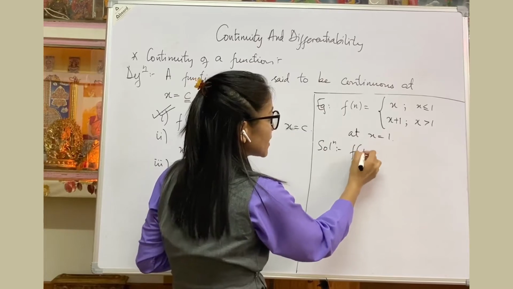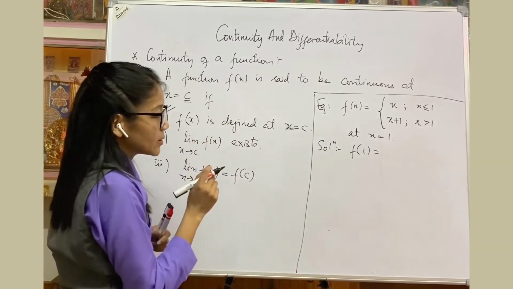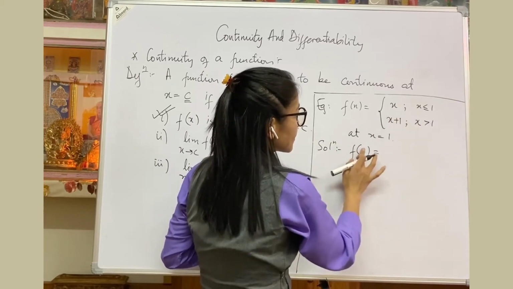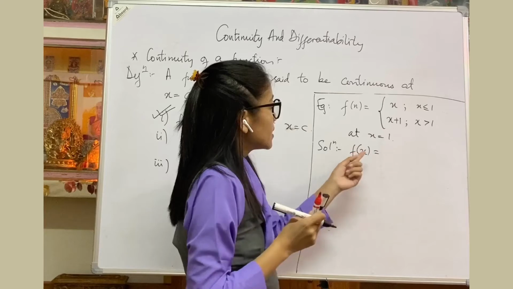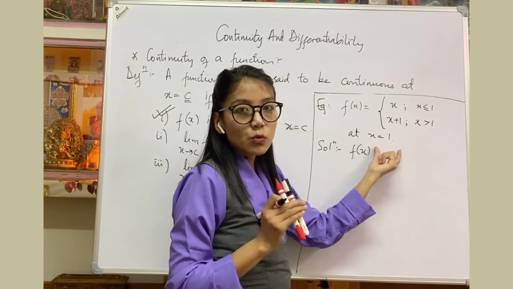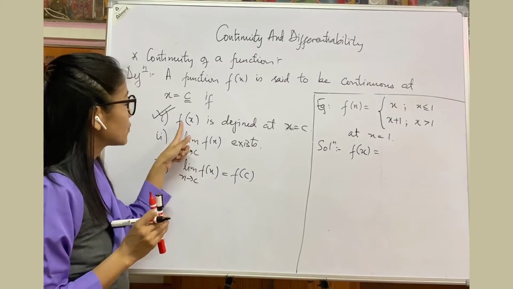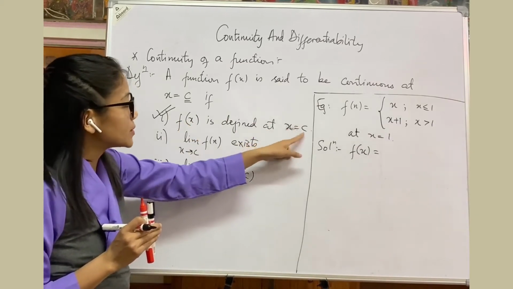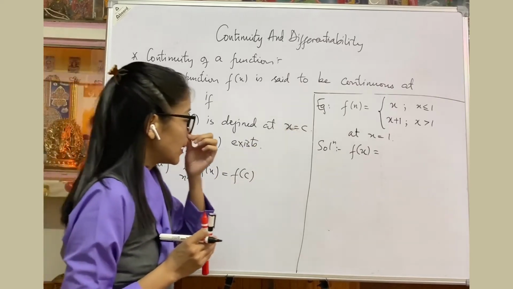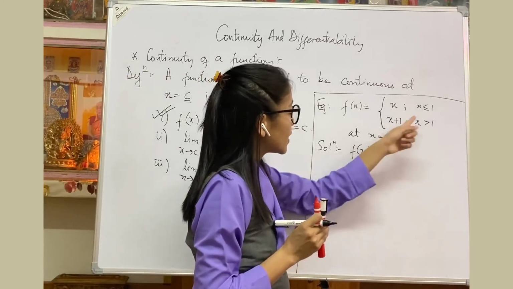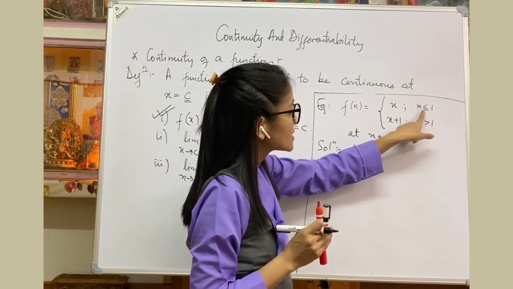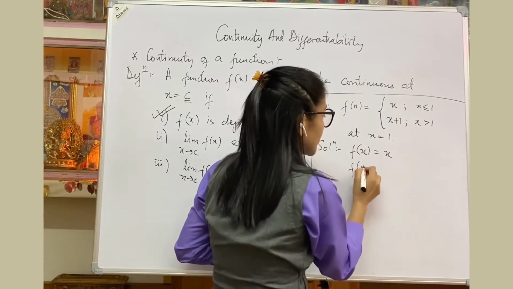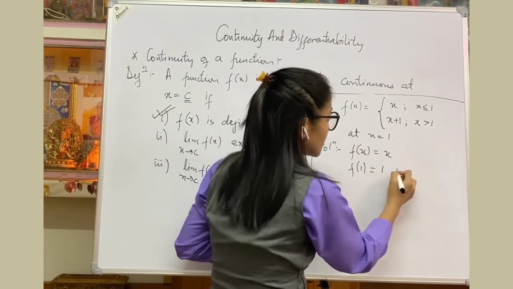So first of all you will find out the function value at 1. You are checking the continuity at x equals 1, so we need to find out the value of the function at 1. So you have to find out f of 1. When x is equal to 1, f(x) is equal to x. So f of 1 is equal to 1, which is defined.